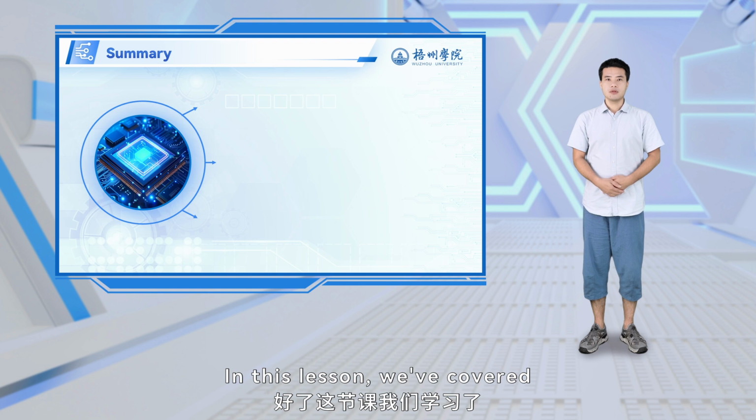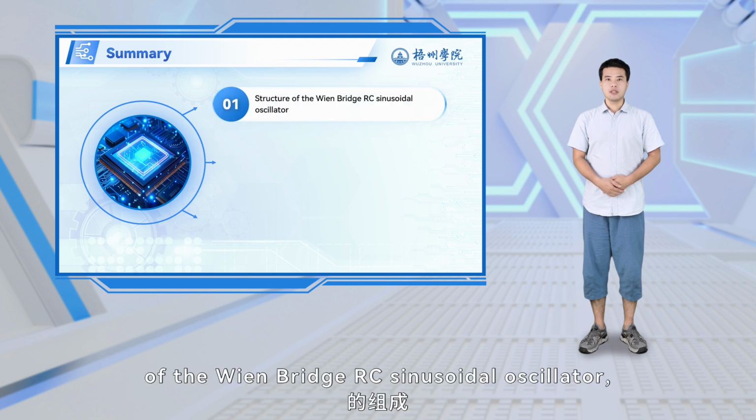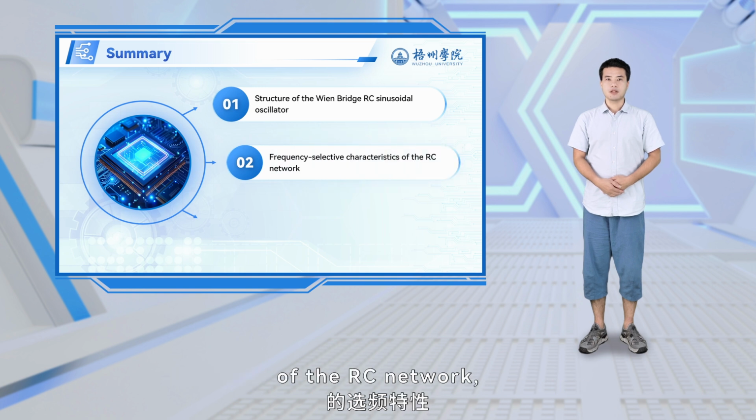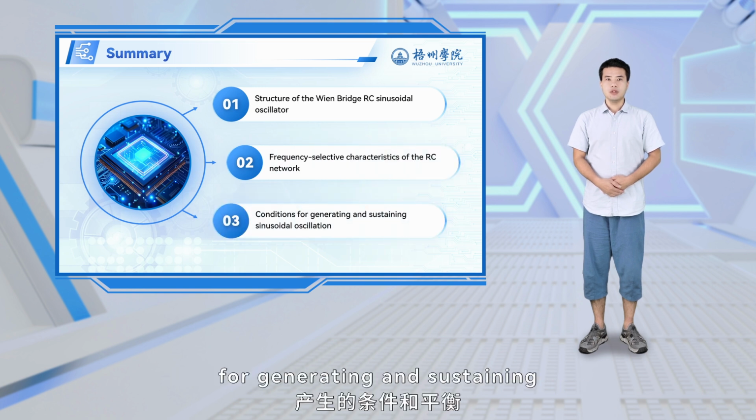In this lesson, we've covered the structure of the Wien bridge RC sinusoidal oscillator, the frequency selective characteristics of the RC network, and the conditions for generating and sustaining sinusoidal oscillation.